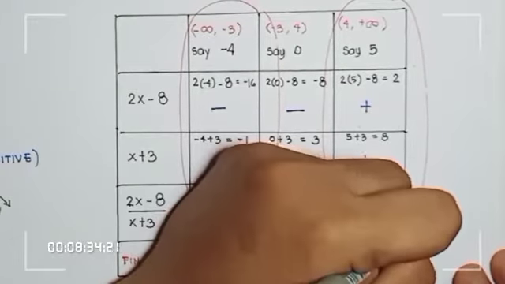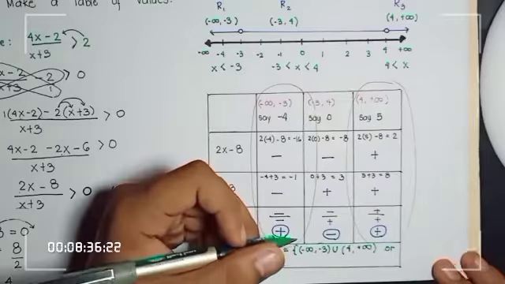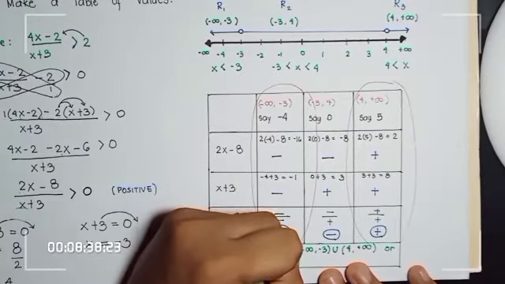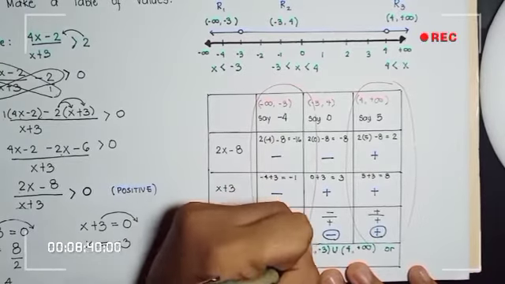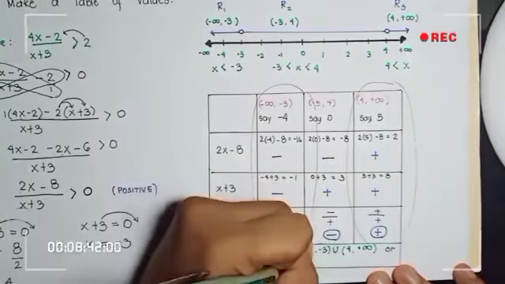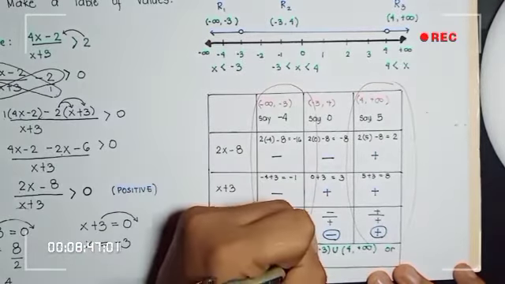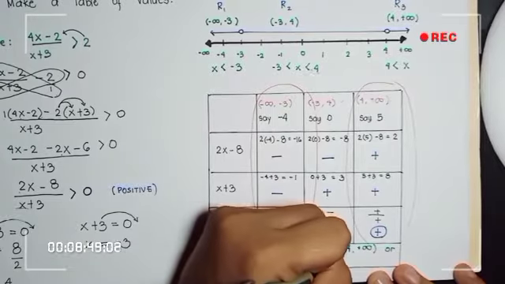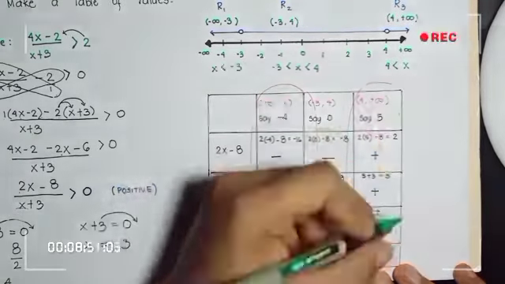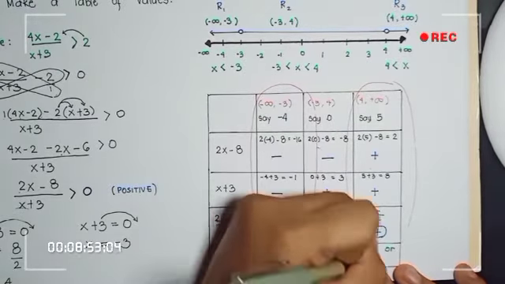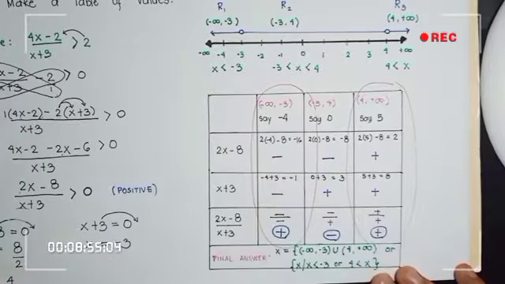Remember that the parenthesis before a number in this instance means that the number is not included in the solution. Or, for the rule form, we have x such that x is less than negative 3 or x is greater than 4. And that is the solution.